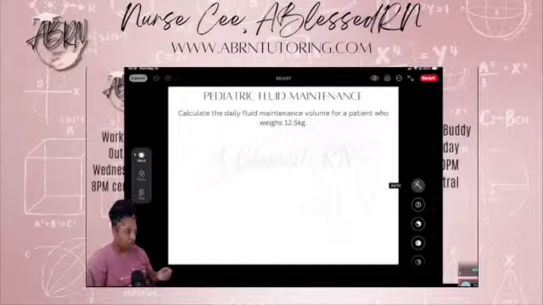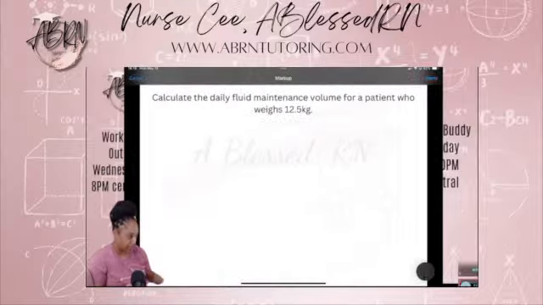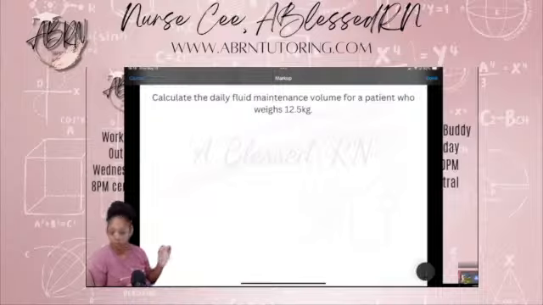All right. So this one is a pediatric fluid maintenance problem. I think my girl Ebony asked me for that one. So with fluid maintenance, this is how much you give the pediatric patient in a full 24 hours to keep the vascular space good, right? So we know that the weight is 12.5 kilograms.